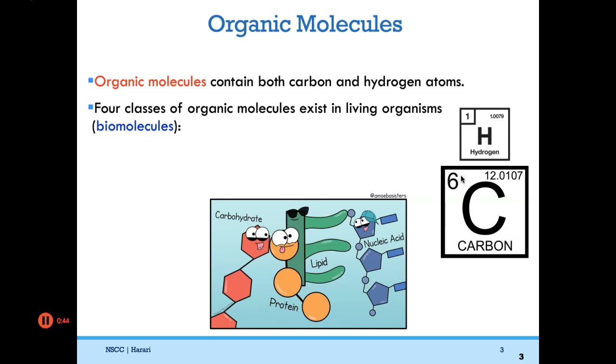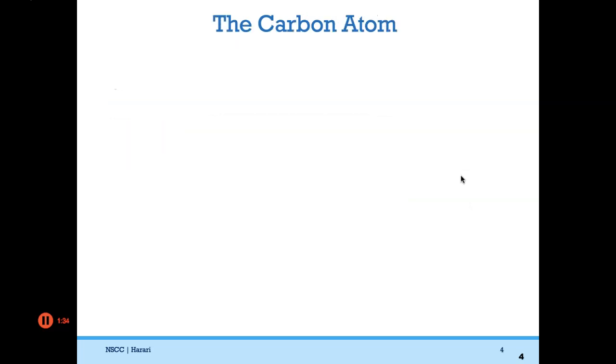Despite there being thousands of different organic molecules in our cells, there are only four classes that all of them belong to. So in all living things, there can be five to 10,000 different organic molecules that have carbon and hydrogen in them. But all of them kind of fall under one of four classes of biomolecules. And bio, right, means life. So these are molecules found in living organisms. Carbohydrates are organic molecules found in living things. Lipids are organic molecules found in living things. Proteins are organic molecules that exist in living things. And finally, nucleic acids are organic molecules that exist in living things. So these four are the biomolecules we'll be discussing today.